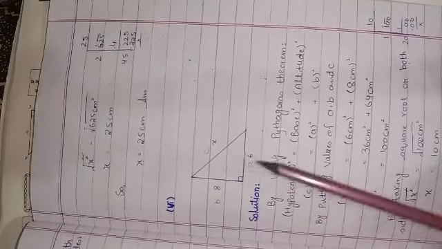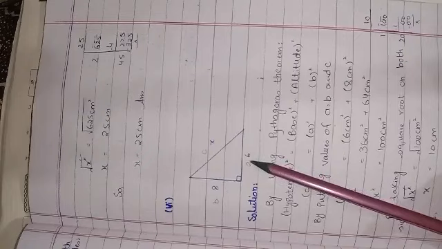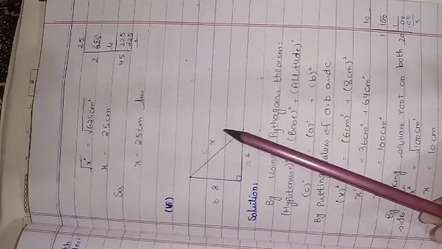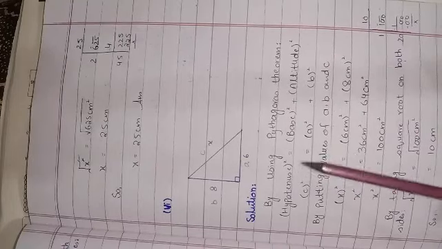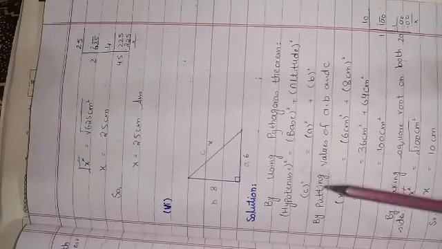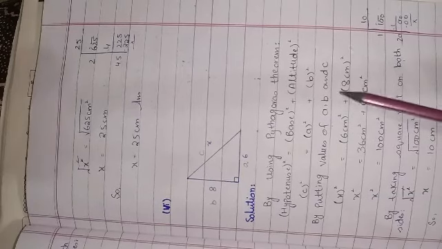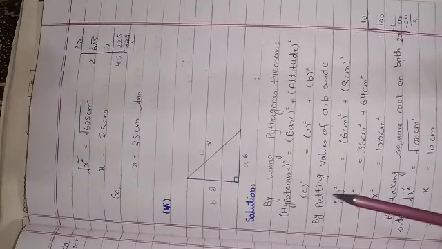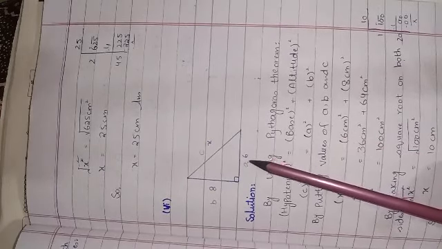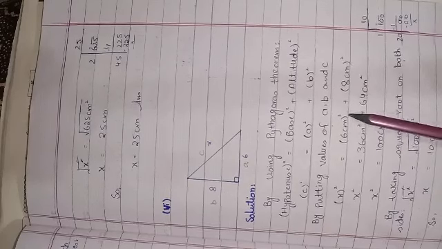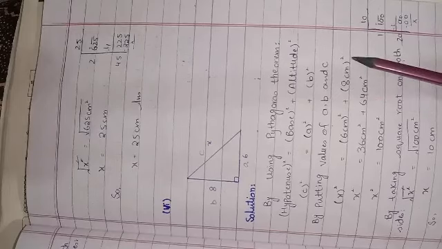Here is our part 6. This triangle contains the value of base and altitude. We have to find out the value of hypotenuse. By using Pythagoras theorem, hypotenuse square is equal to base square plus altitude square. C square is equal to A square plus B square. Now we will put the values of A, B and C. We don't know the value of hypotenuse, so we will write x here. As base is equal to 6, we will write 6 centimeter whole square. The altitude is equal to 8, so we will write 8 centimeter whole square.